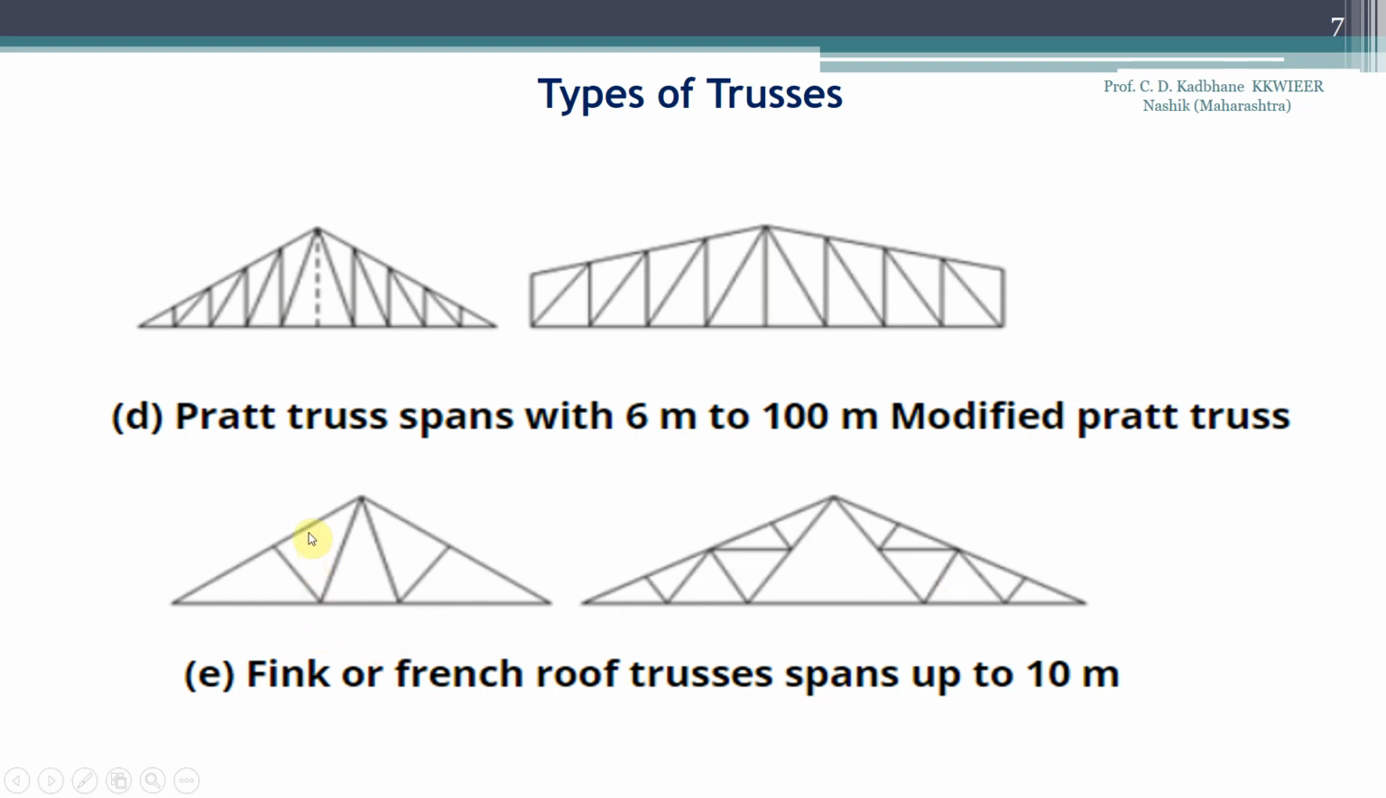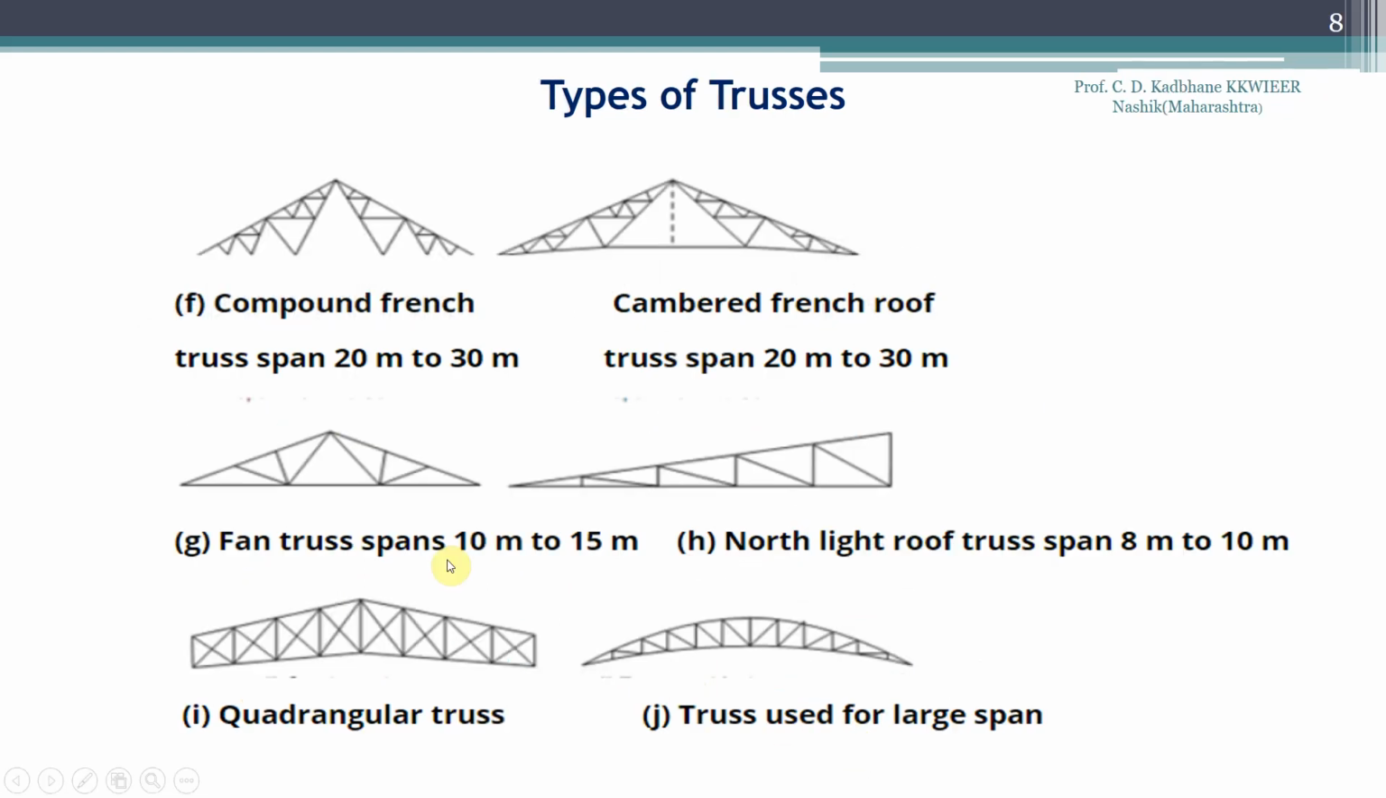Here, if two extra members are provided at this point connecting to the top chord member, then it is called a fan truss. But in this case, this is a Fink or French truss.